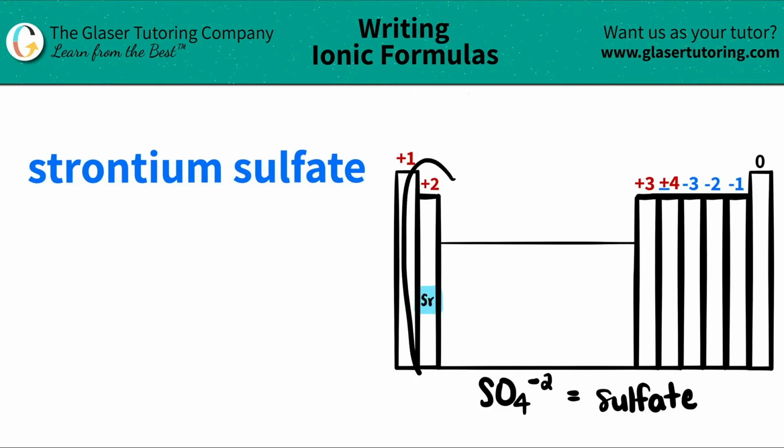And all elements in group 2 are metals. They're alkaline earth metals, and they all have a common charge of +2. So I'm going to say Sr, strontium, and it's a +2 charge.